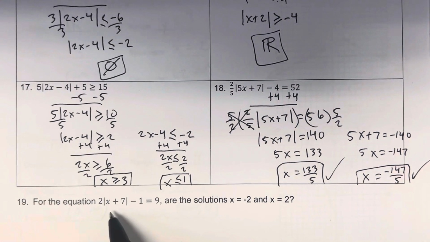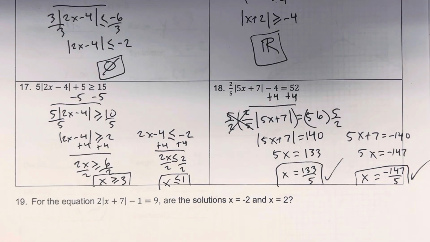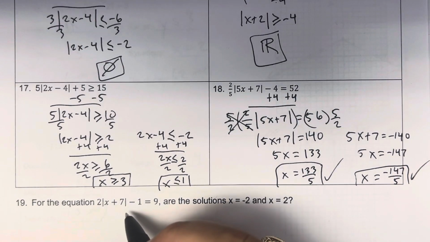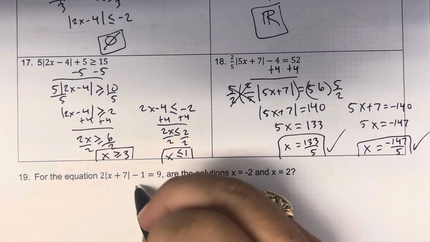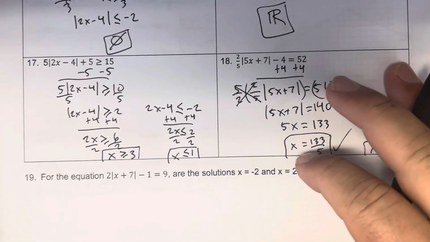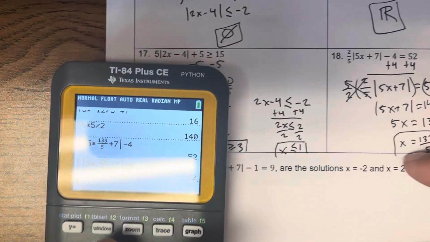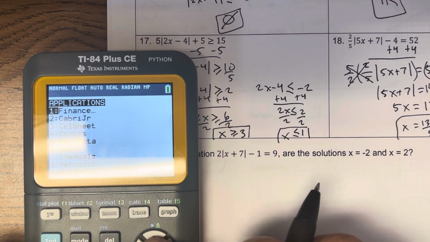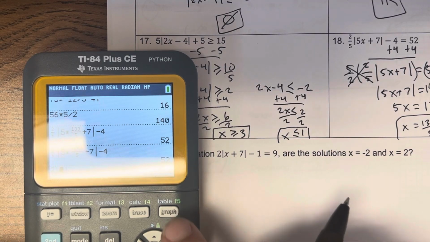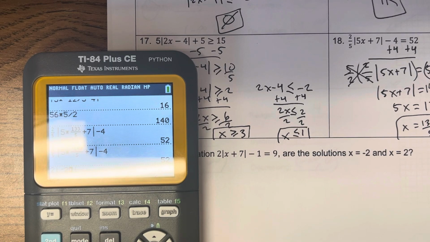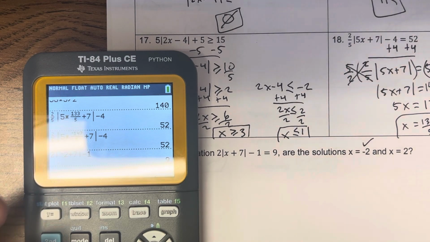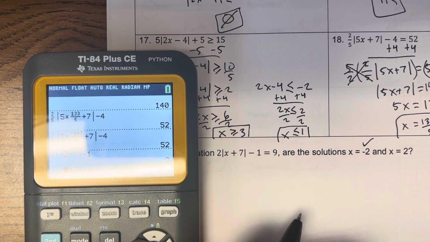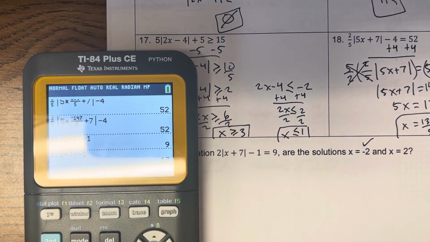For the equation, are the solutions negative 2 and 2? We could plug it in and check, or we can just solve it and check. Either way works. I'm going to go ahead and just solve it, just so I know what the answers are. So, or actually I'll plug it in. So for the first one, if I were to plug in negative 2, absolute value of negative 2 plus 7 minus 1 is 9. So negative 2 checks. Now I'll do the same thing. I'm just going to take out that negative by deleting it. That one does not check.